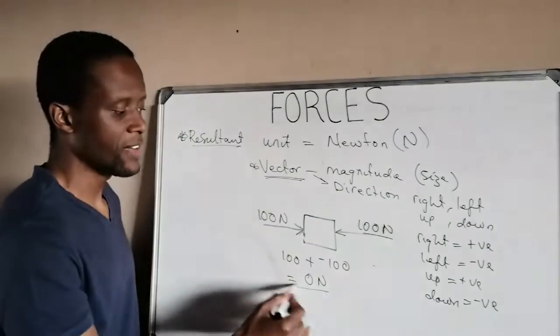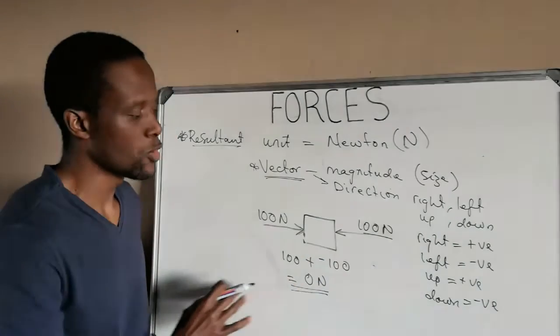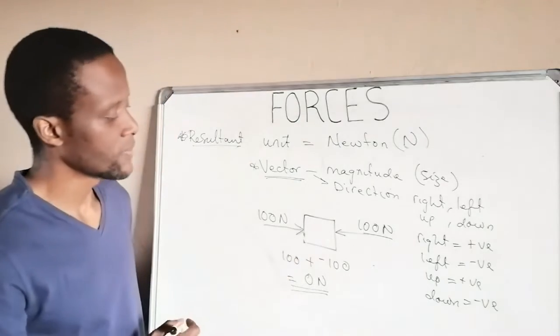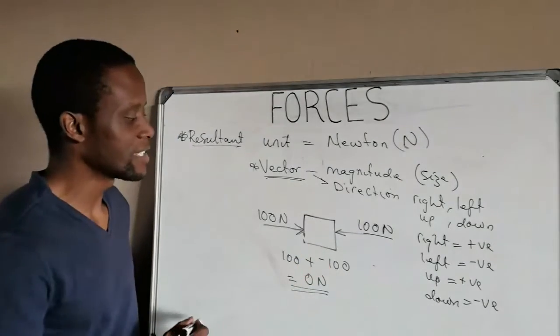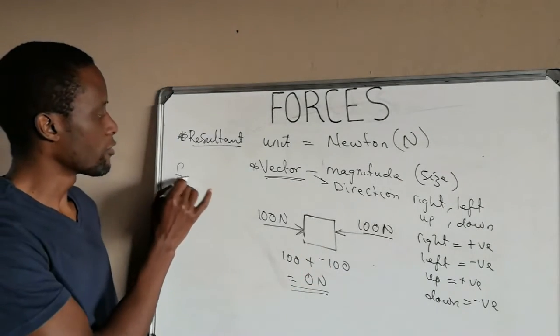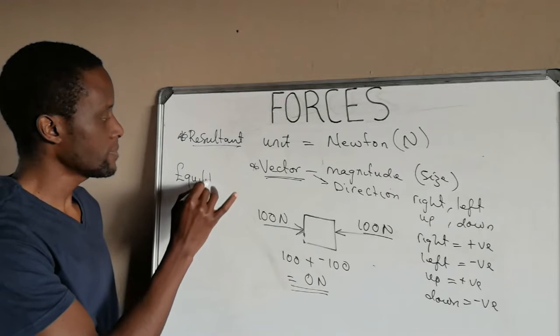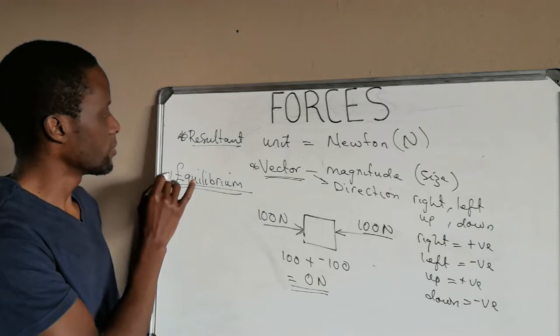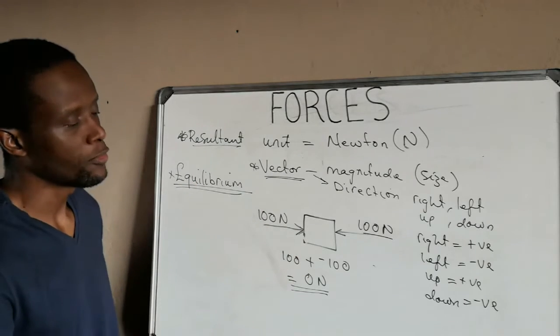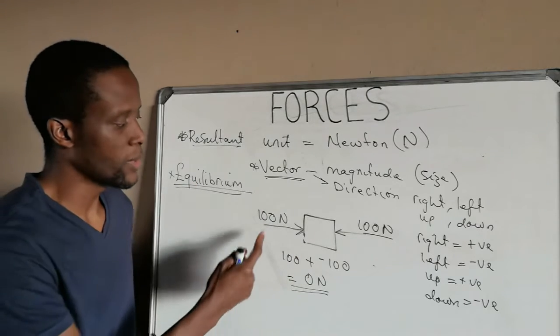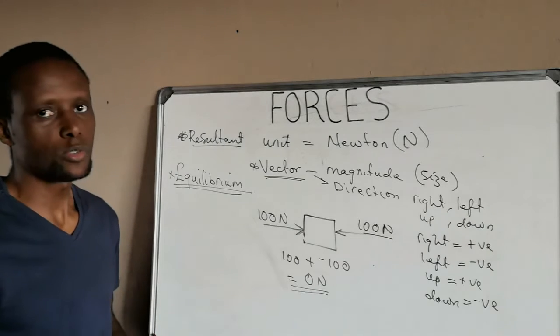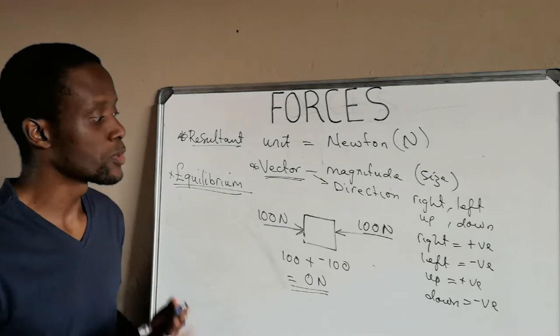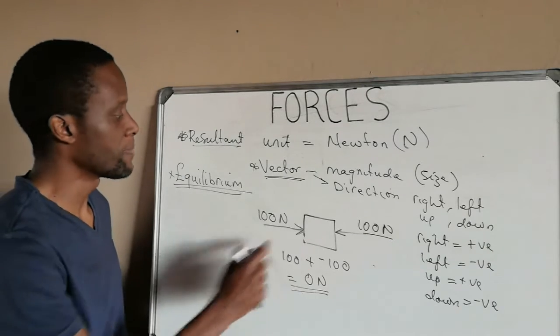This object is the same as if there is no force acting on it. This object is said to be in a state of equilibrium. The other object that we saw, where we had 18 and 10, was not in equilibrium, it was not balanced, but this force is balanced.